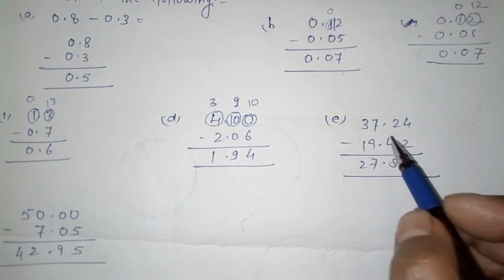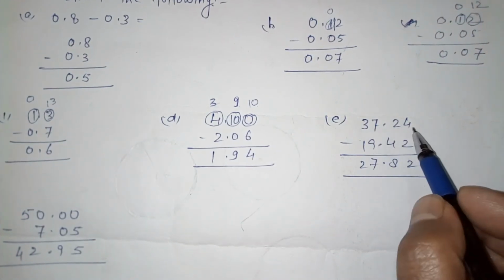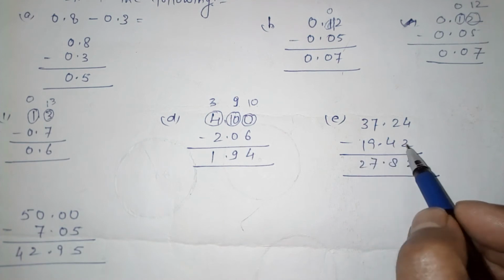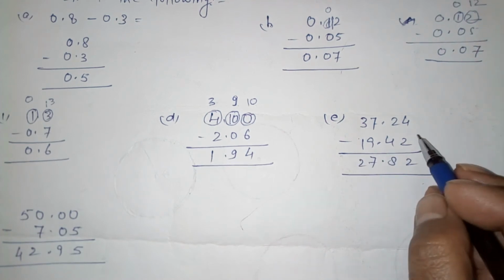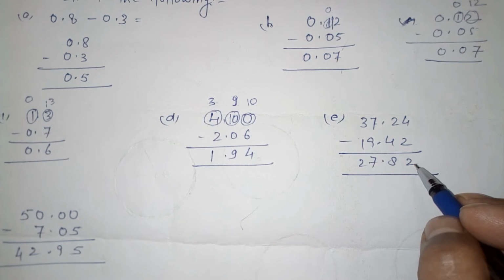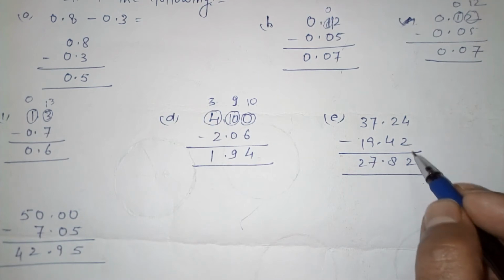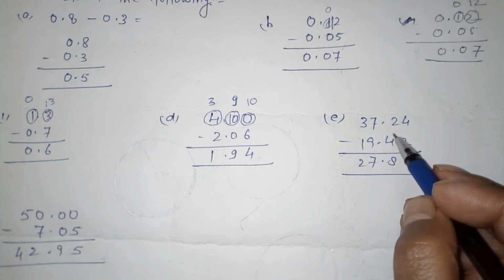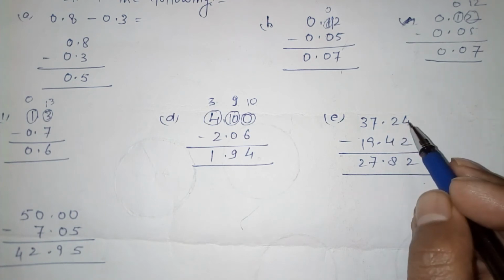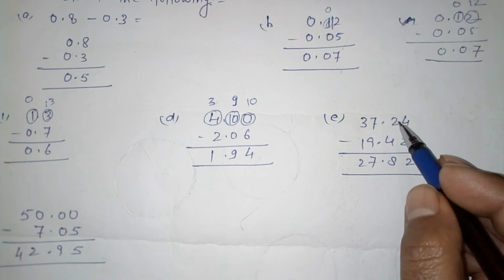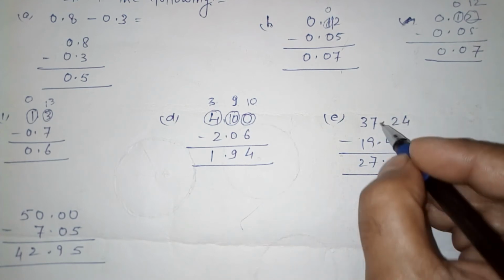Again, your next question is 37.24 minus 19.42. We will apply the same procedure. 4 minus 2 gives you 2. Again, we cannot subtract 4 from 2. So what will you do? We borrow one from 7.